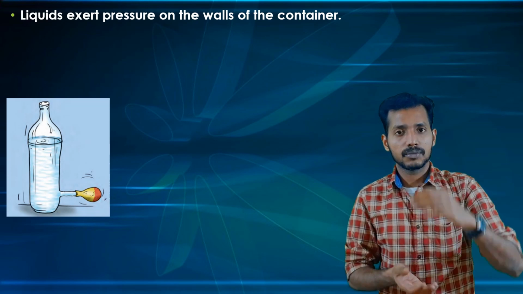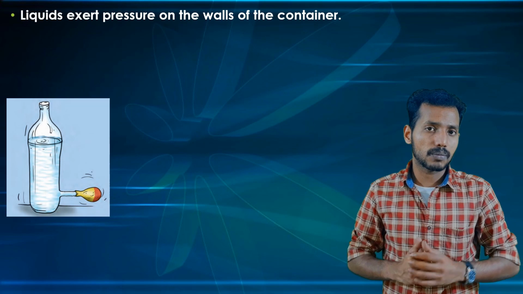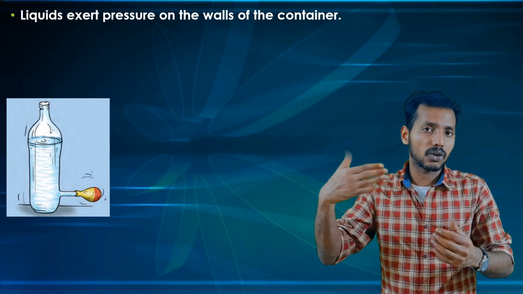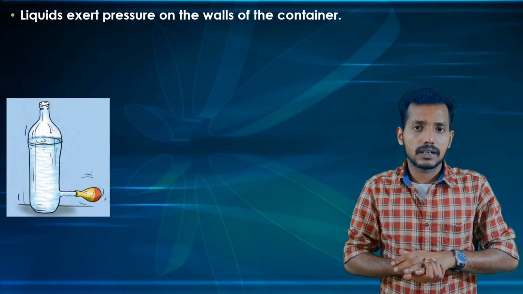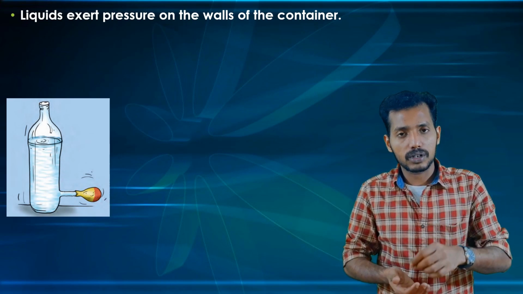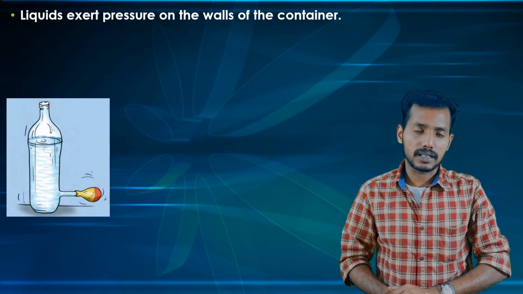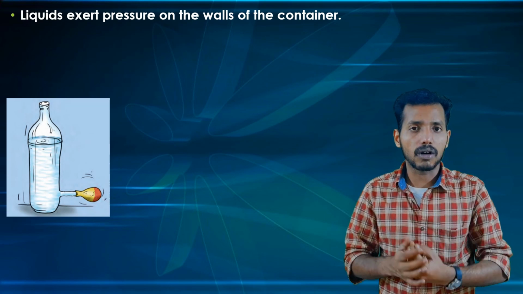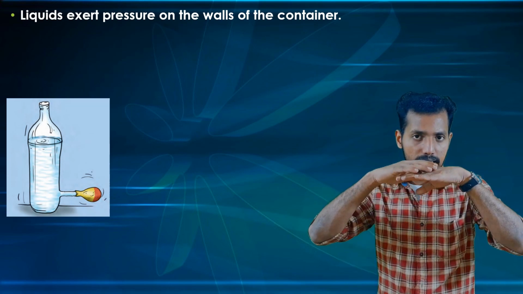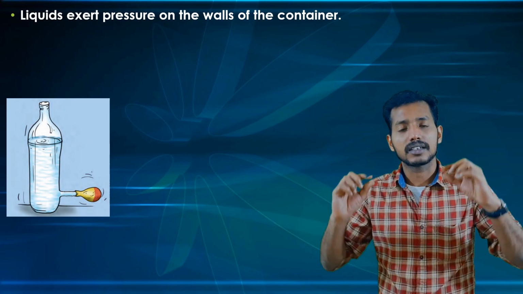You can observe that as the level of the water increases, the balloon gets bulged out. Why does this balloon get bulged out? Because of the pressure exerted on the walls of the container. Now, what will be the range? Because in the case of the bottom, we said that when the level of the water increases, pressure will increase. Now in the case of pressure exerted on the wall, what will be the strength of the pressure exerted on the walls of the container at different levels?